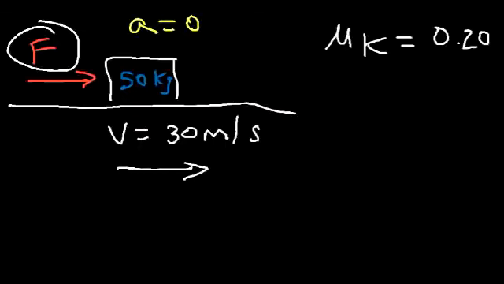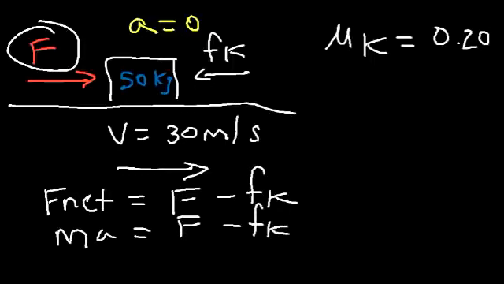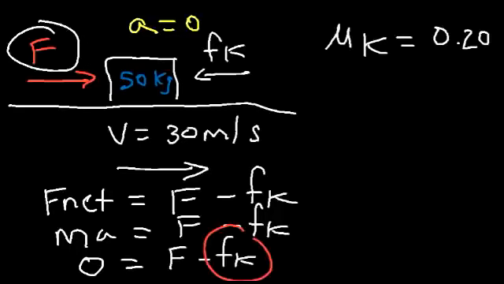So if we write the equation for net force, the net force is the difference between the applied force and the frictional force. And net force is ma. But because the acceleration is 0, the net force is 0. So therefore, the applied force must be equal to the kinetic frictional force. So if we move this to the other side, we can see that F of k is equal to F. So if we can find the frictional force, we can find the applied force.